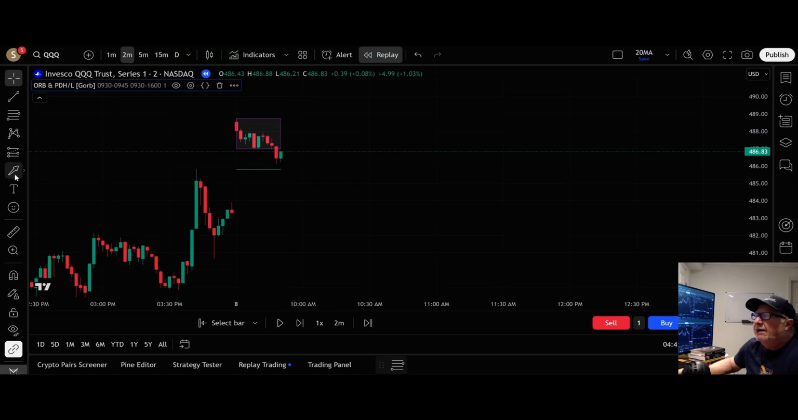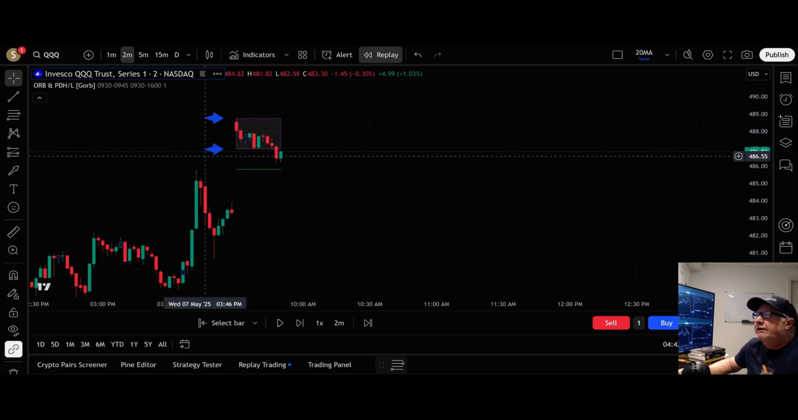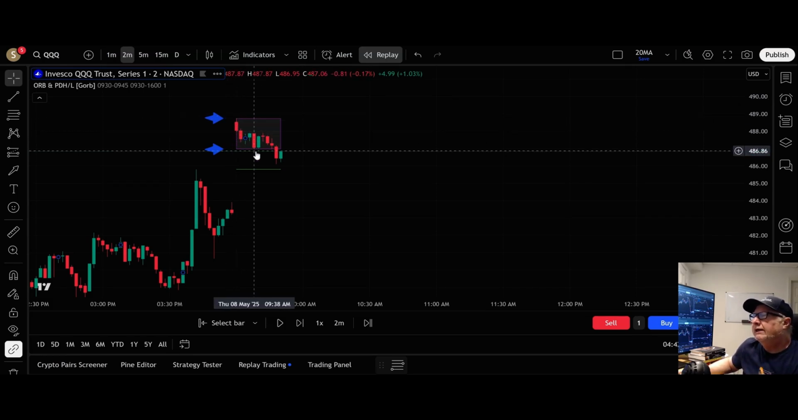So now what we have is our high and our low are both in place with our box. So now a break below the box, we're going to short. A break above the box, we're going to go long. The high is at 488.74, which you can see up here. That's the high. And our low is at 486.95. So basically we're talking a $1.79 range.